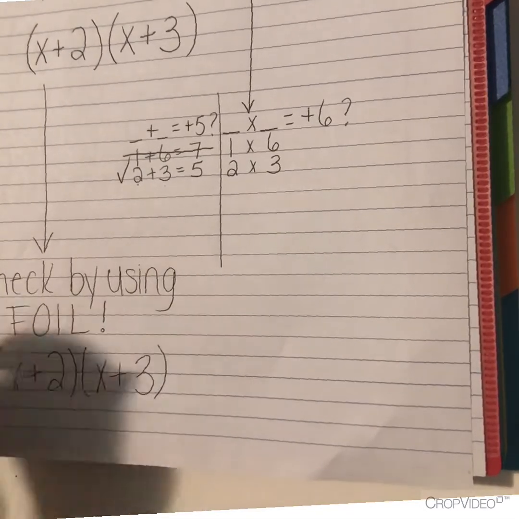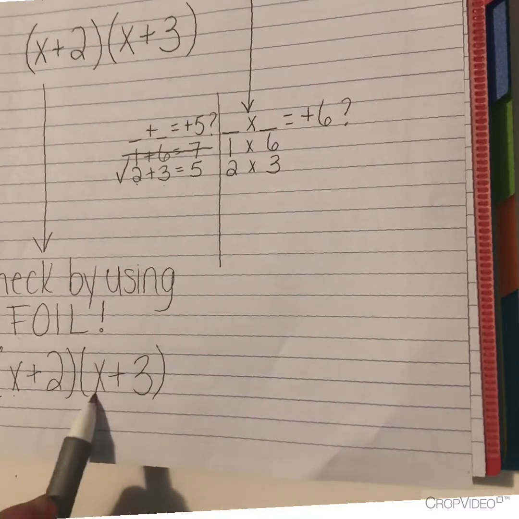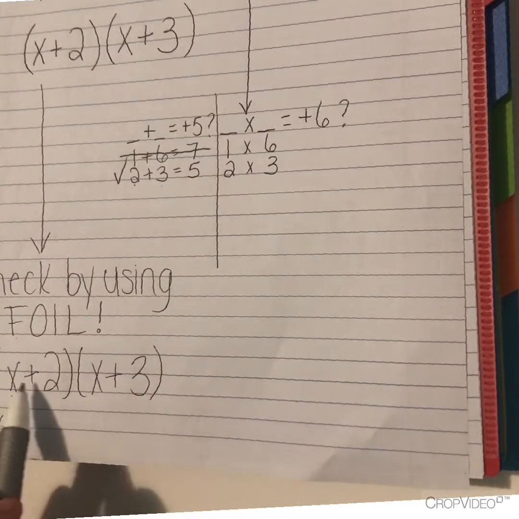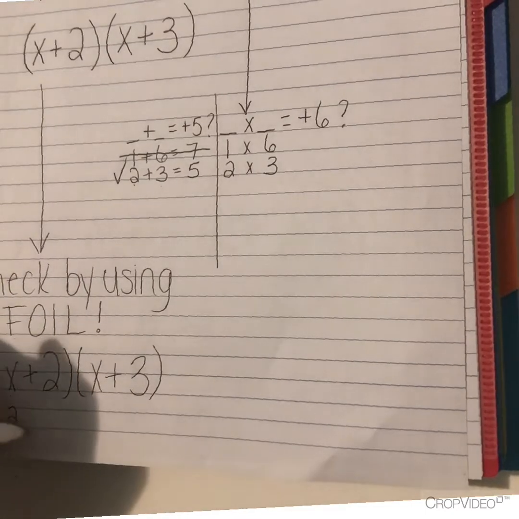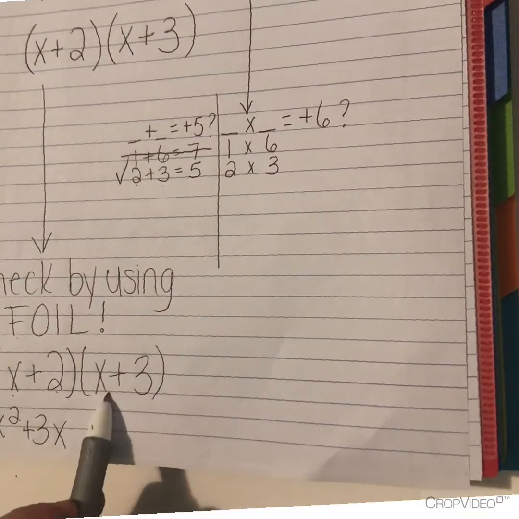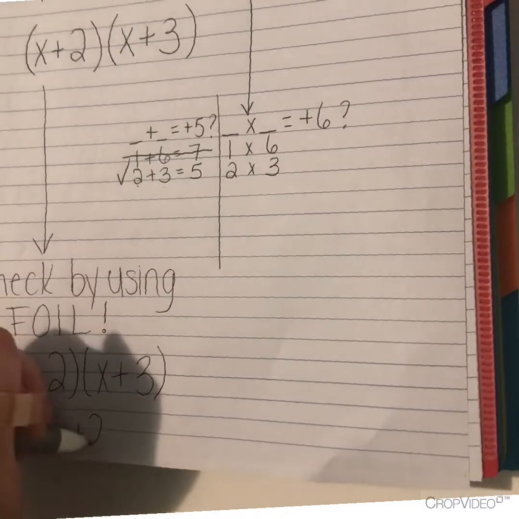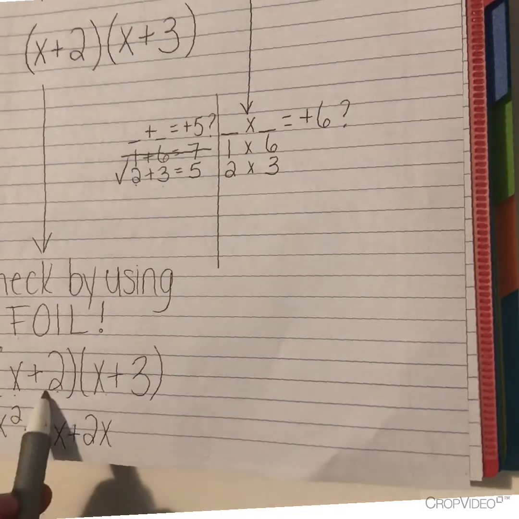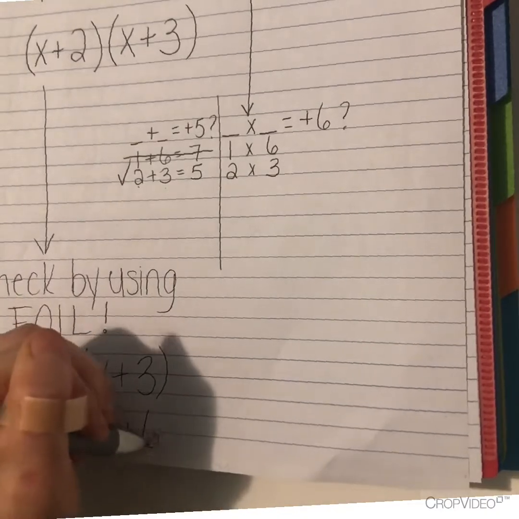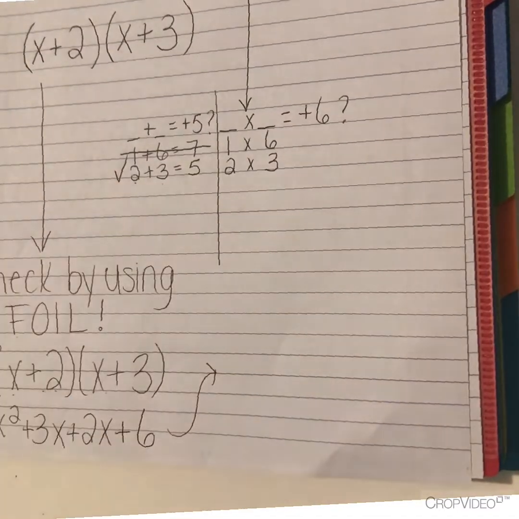and FOIL it out. So our first step is to multiply the two first terms, x and x, which is x squared, outer, x and 3, which is positive 3x, and then multiplying 2 times x, which is the inner, is positive 2x, and positive 2 times positive 3 is positive 6. And then our next step would be to add any like terms.